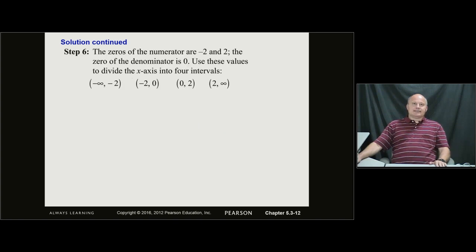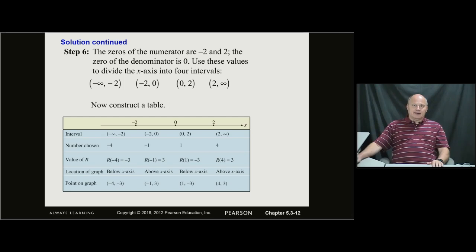Okay? Step 6, the zeros of the numerator are negative 2 and 2. The zero of the denominator is 0. Use these values to divide the x-axis into 4 intervals. Again, they're using the table to test points. So again, step 6, if you want to pause the video, it's good to look at what they're going to do.